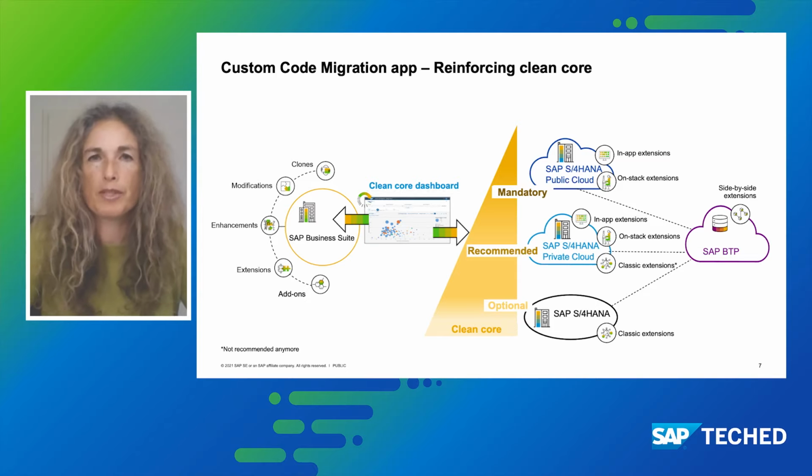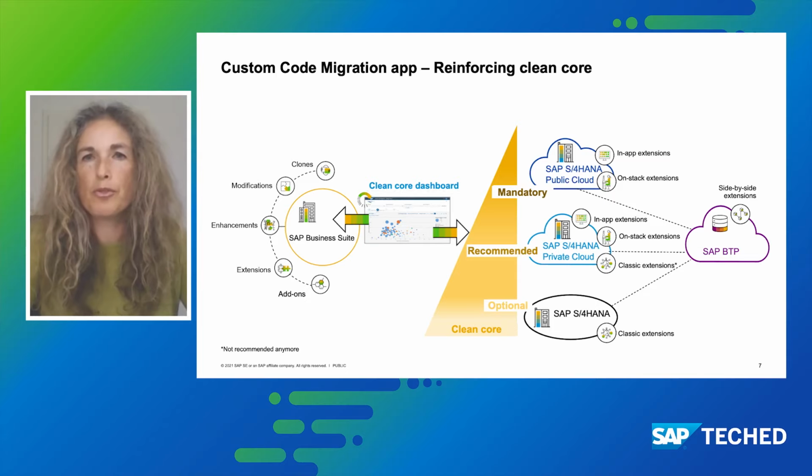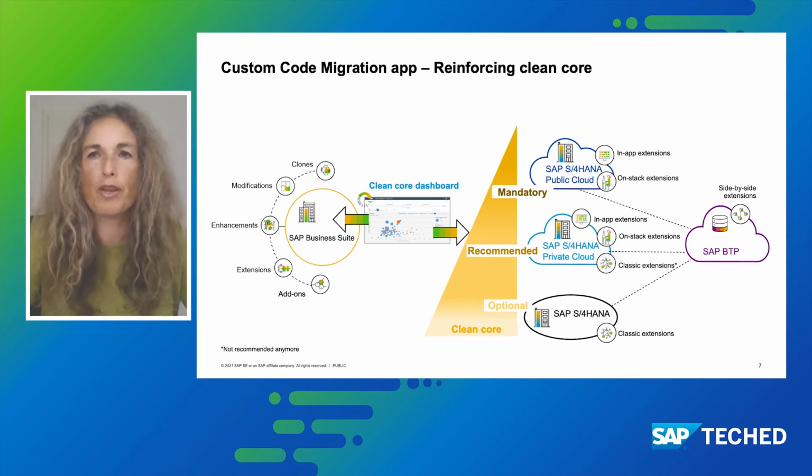The early adopter program is currently running for this option. You can also consider, of course, outsourcing the code to SAP Business Technology Platform. With the on-stack extensibility option, you will be upgrade stable and you can develop cloud-like. And Clean Core becomes mandatory in the SAP S/4HANA Public Cloud because there we don't support classic extensibility options anymore, and you would need to adapt your code by means of in-app extensibility and the new on-stack extensibility option.